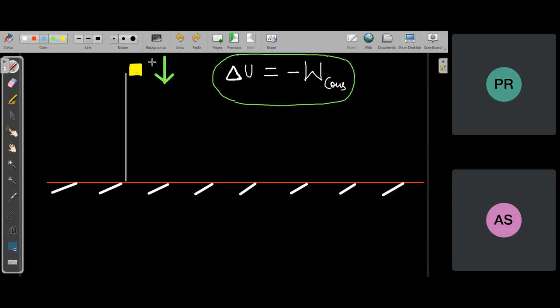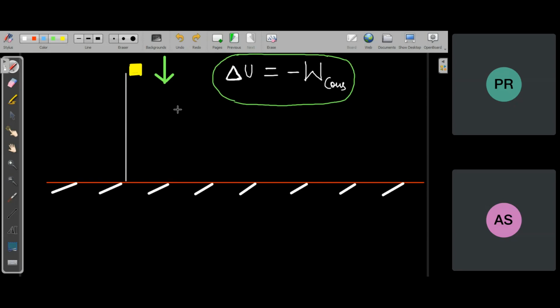Work will be, so it means negative. Work is positive or negative here? The work is positive, sir. It means change in potential energy will then be negative according to the equation. Yes, sir. So it means the potential energy is decreasing, we can say, from this equation.